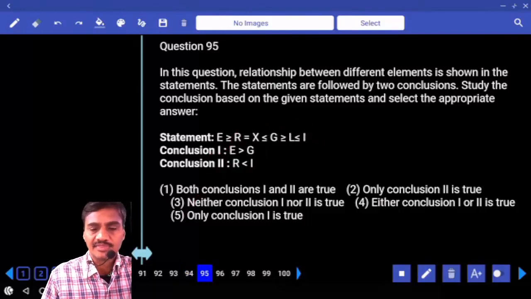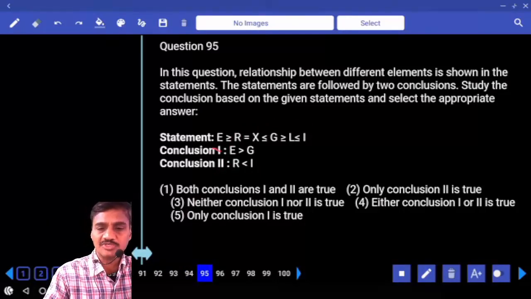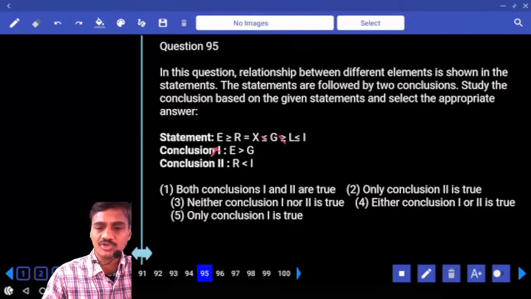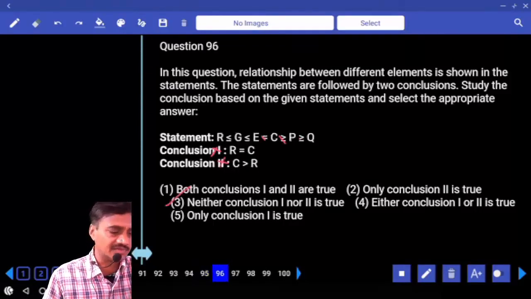And 95. The relation between E and G: two opposite symbols, so no relation. R and I: again two opposite symbols, no relation. Neither one nor two follows, choice 3, 95.